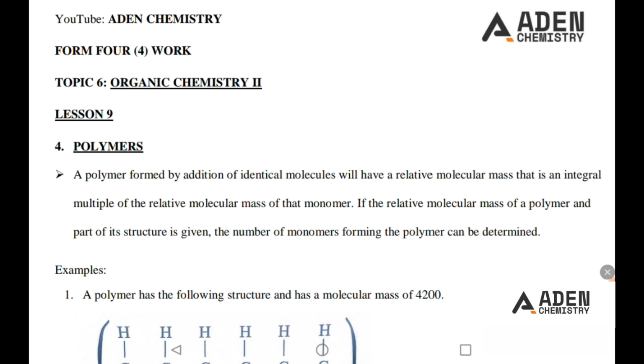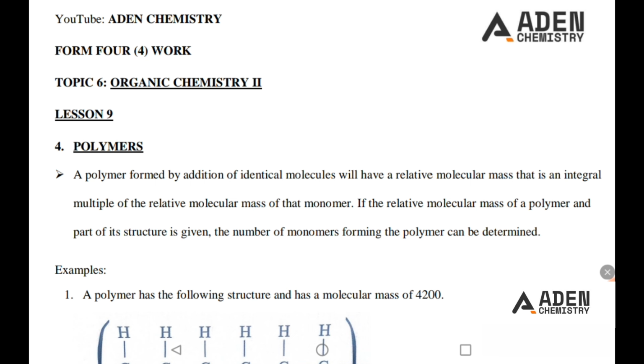Today, lesson 9, we are going to proceed to the second part of addition polymerization, and we are saying a polymer formed by addition of identical molecules will have a relative molecular mass that is an integral multiple of the relative molecular mass of that monomer. Next, if the relative molecular mass of a polymer and part of its structure is given, the number of monomers forming the polymer can be determined.